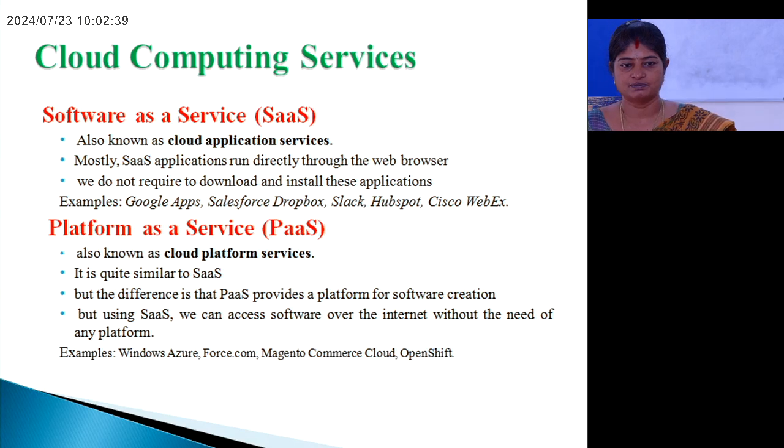And the next one is platform as a service, which is known as cloud platform service, shortly called PaaS. It is quite similar to SaaS, but the difference is it provides a platform for software creation. By using SaaS, we can access software over the internet without the need of any platform. Examples: Windows Azure, Force.com, and OpenShift.